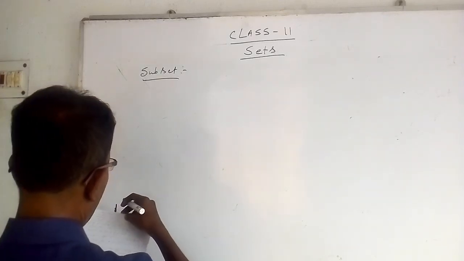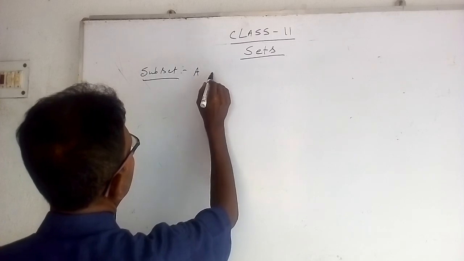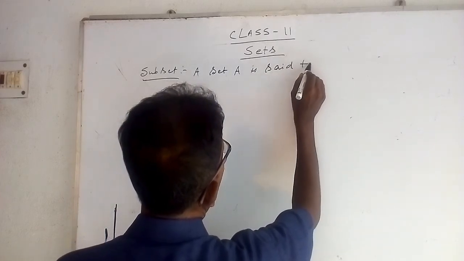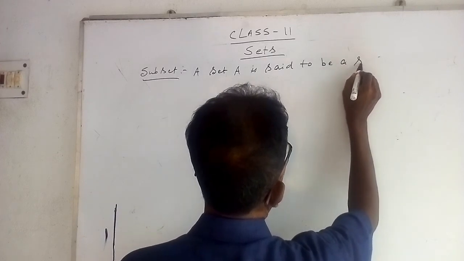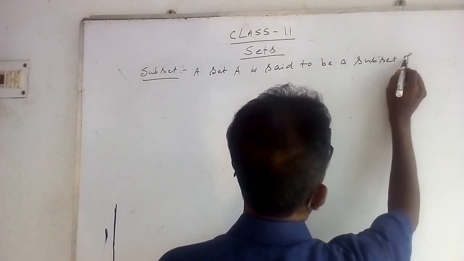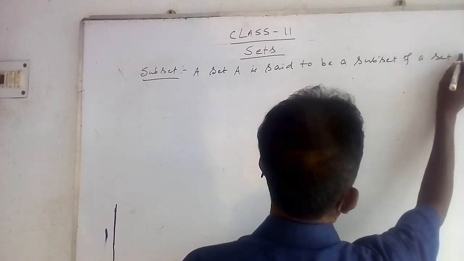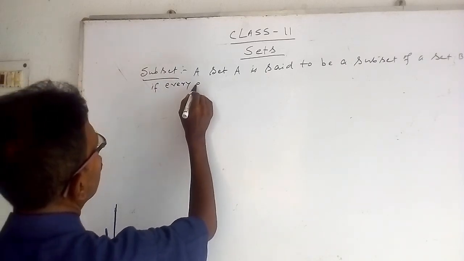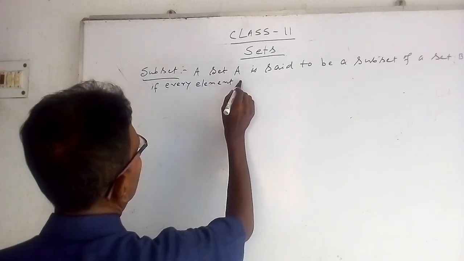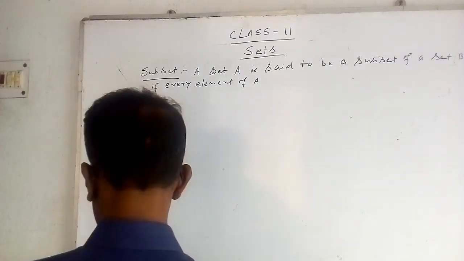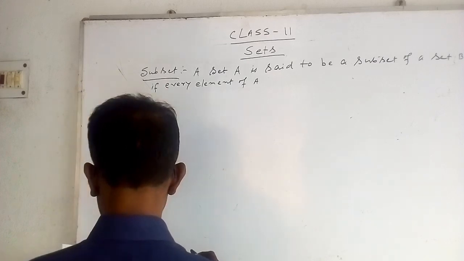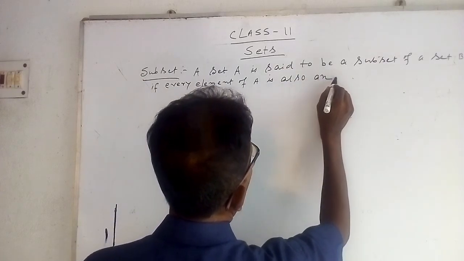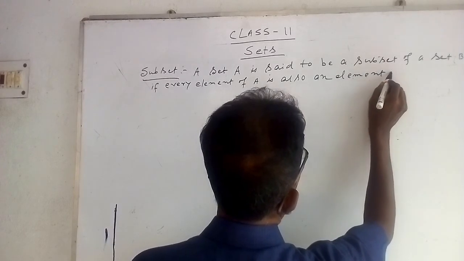A set A is said to be a subset of a set B if every element of A is also an element of B.